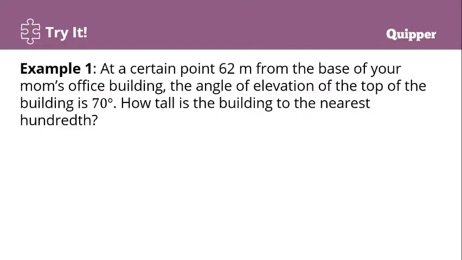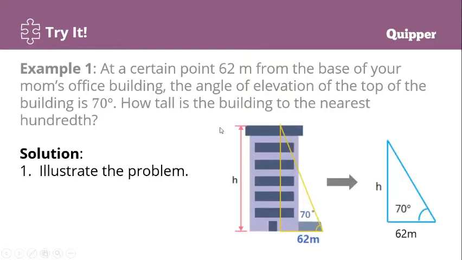Let's have examples. At a certain point, 62 meters from the base of your mom's office building, the angle of elevation of the top of the building is 70 degrees. How tall is the building to the nearest hundredths? Let's have this step-by-step solution. First, you need to illustrate the problem.